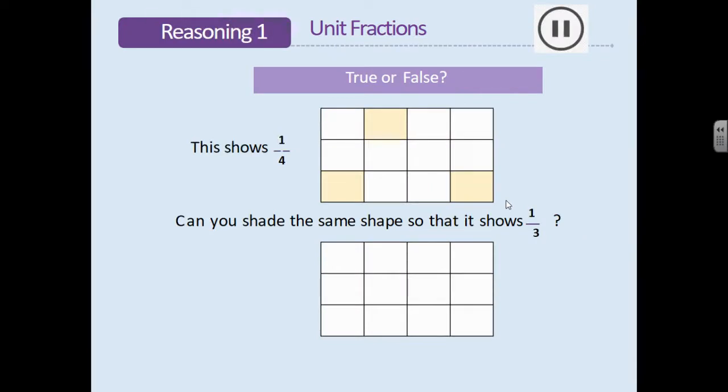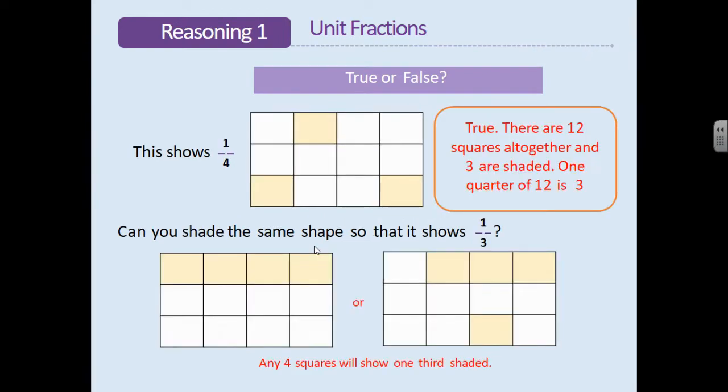Right, we got a reasoning question here. Now, there are 12 squares here, 3 of them have been shaded in. So this shows 1/4 of 12. Is it true or false? Have a go at it and let me know whether it's true or false. Also, can you shade the same shape so that it shows 1/3 of 12?